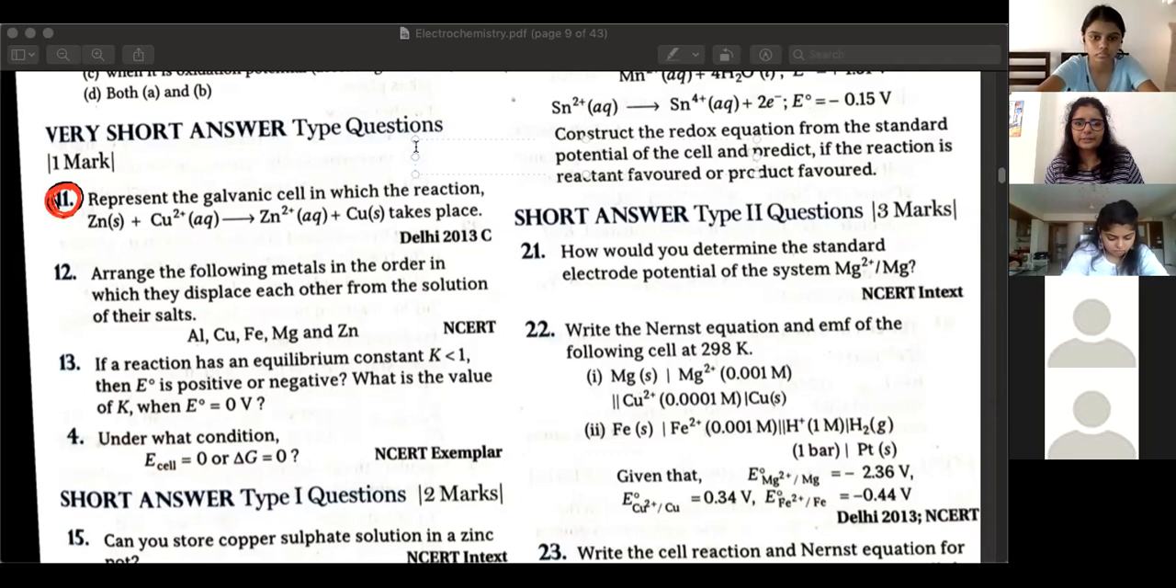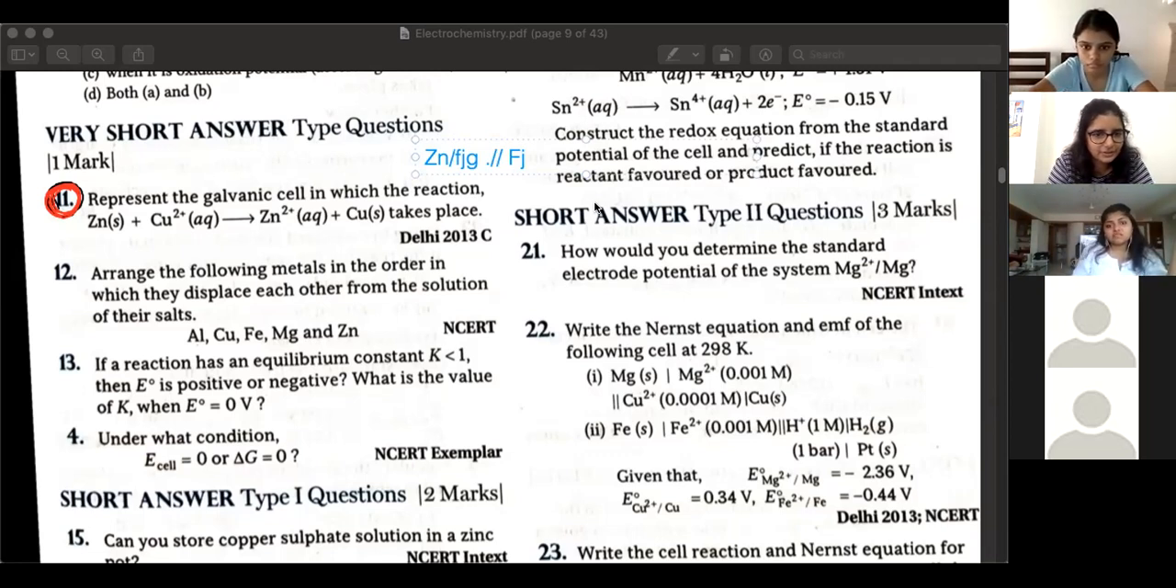When you type, you can type something like Zn slash whatever, then slash, and then you're giving the answer. I'm just giving you the format. If you're typing it, use the slash over here. Yes. Okay. Is it right? Yeah.